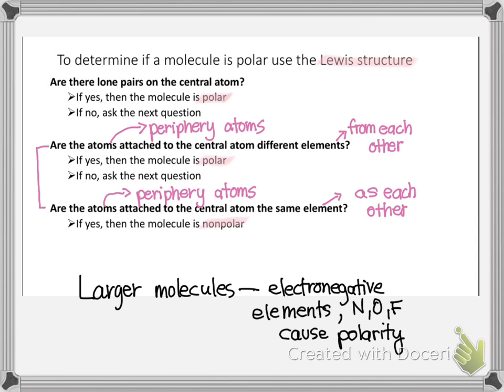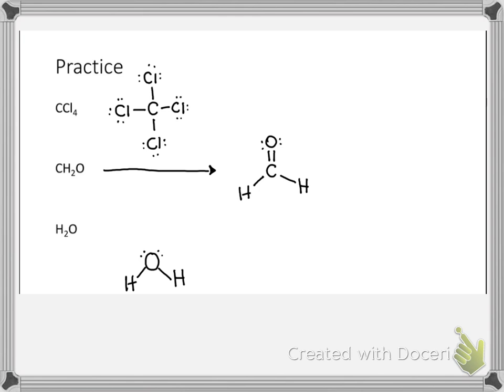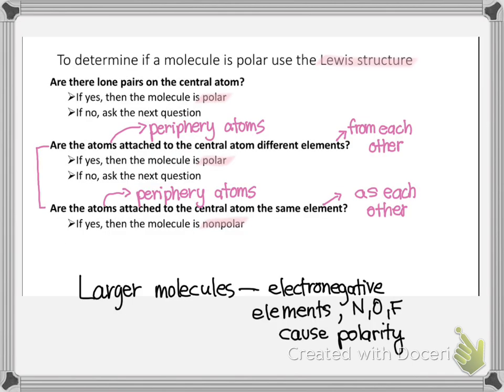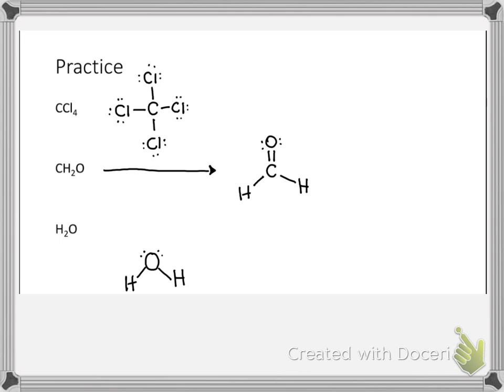So let's apply the questions. I have three examples. I'll have to go back and forth. The first question is, are there lone pairs on the central atom? And if the answer is yes, the molecule is polar. So I look at the central atom, and there are no lone pairs. Okay, that is the first question, so we got a no.